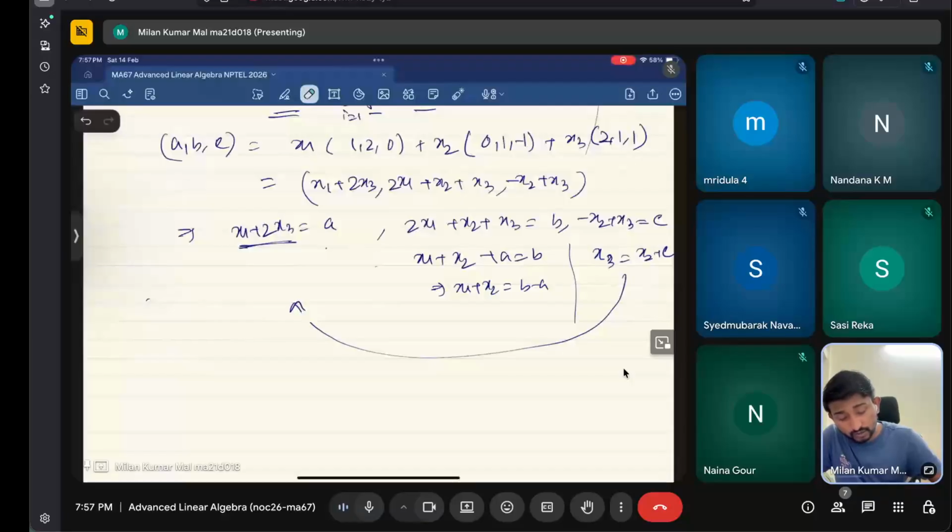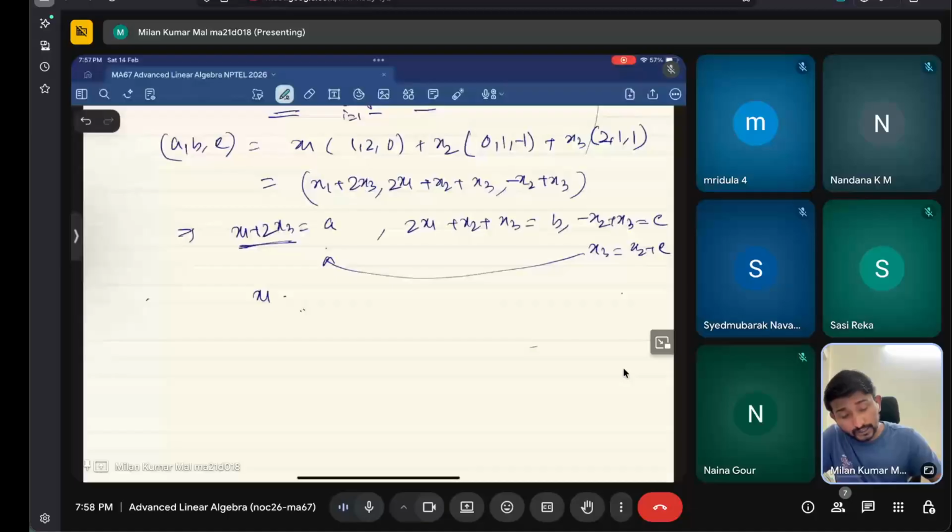That is x1 plus 2x2 is equal to a minus 2c. And if we replace this here, what I will get is 2x1 plus x2 plus x2 plus c is equal to b. So we will get 2x1 plus 2x2 is equal to b minus c, and the other is x1 plus 2x2 is equal to a minus c.